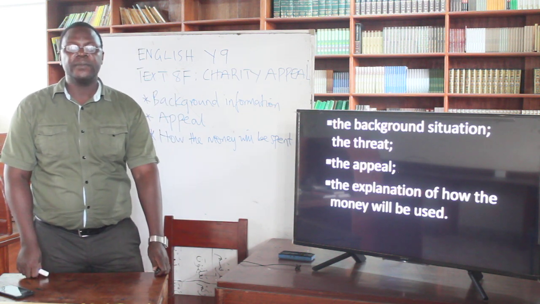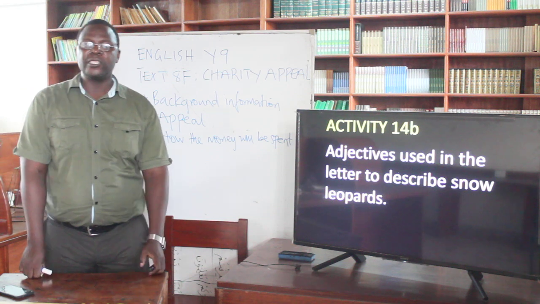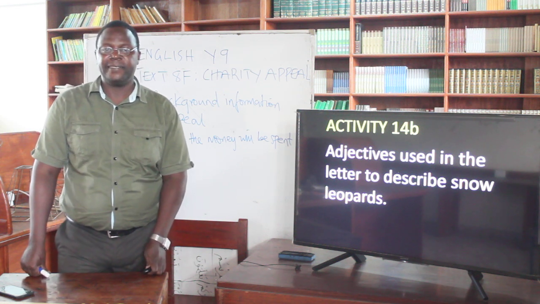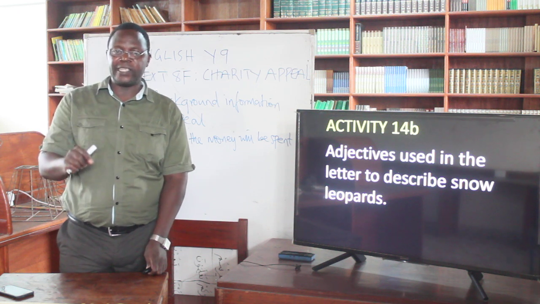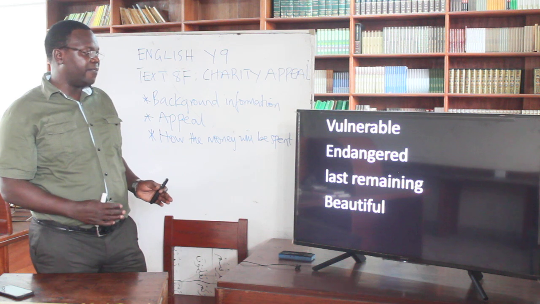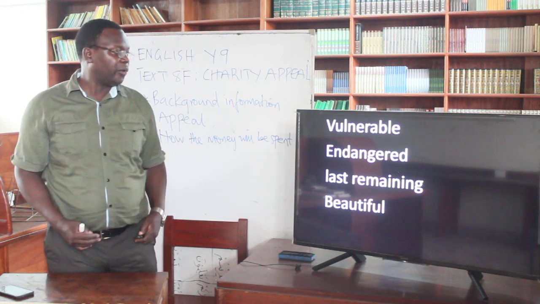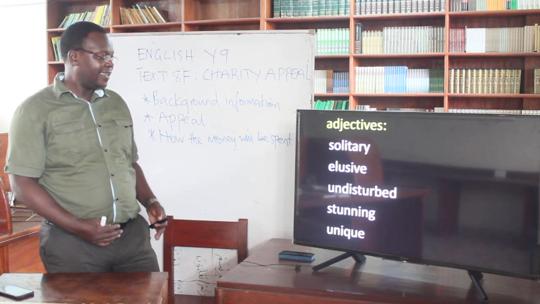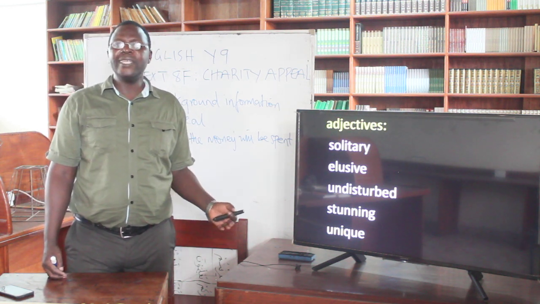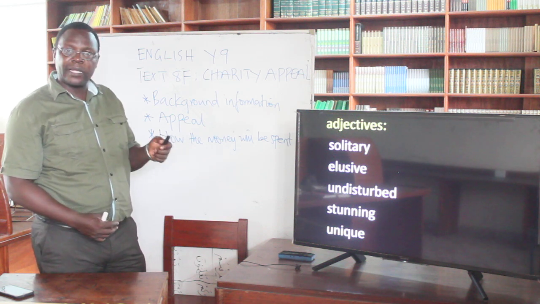Now, let us look at the grammar aspect. We have adjectives used in the letter to describe the snow leopards. You can identify the adjectives that are used in this letter to describe snow leopards. You can see words like vulnerable, endangered, the last remaining, beautiful, solitary, elusive, undisturbed, stunning, unique. So when you see these adjectives, it is important that you know what an adjective is.